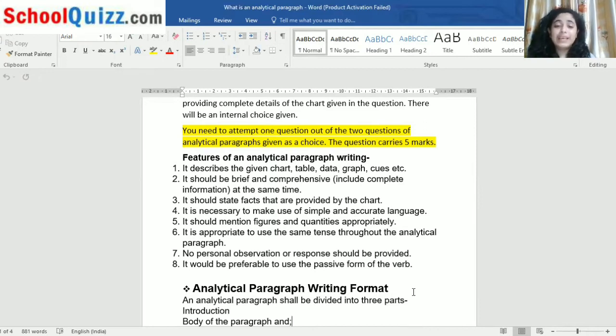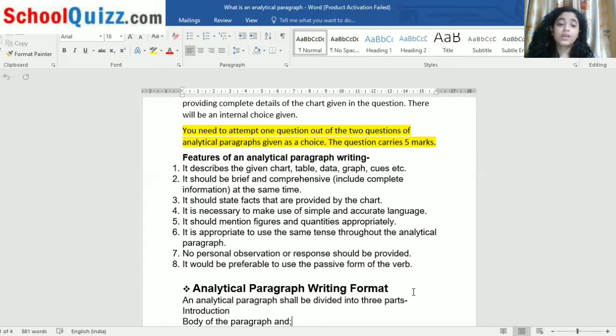Second, it should be brief and comprehensive, meaning it should include every piece of information in the passage. Suppose the chart is given for the sectors where women work and where males work. You have to see the chart. You can write as much as you can in paragraph format. You should include everything, but it should be brief and comprehensive. It should state facts that are provided by the chart. Whatever facts are given in the chart should be provided. Suppose 84% are female who are working in the service sector. You have to write 84%. You have to describe that fact.